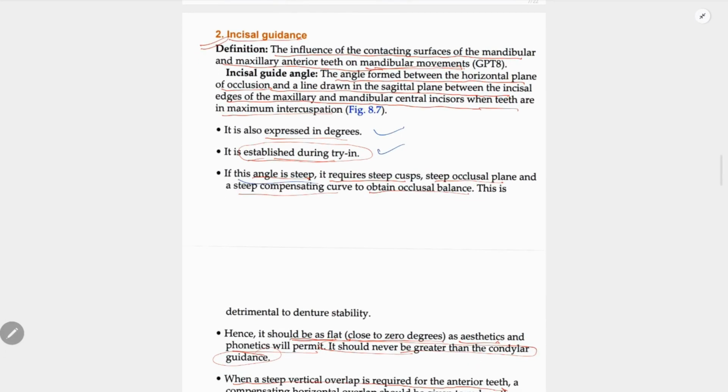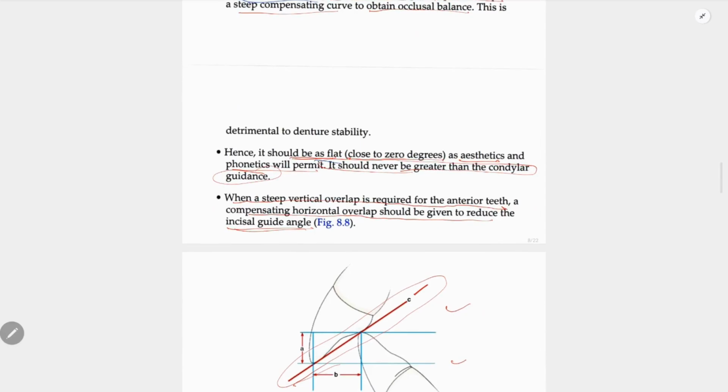If the angle is steep, we will require a steep cusp, steep occlusal plane and steep compensating curves. It should be as flat or zero. When a steep vertical overlap is required for anterior teeth, the compensating horizontal overlap should be given. It should never be greater than the condylar guidance.